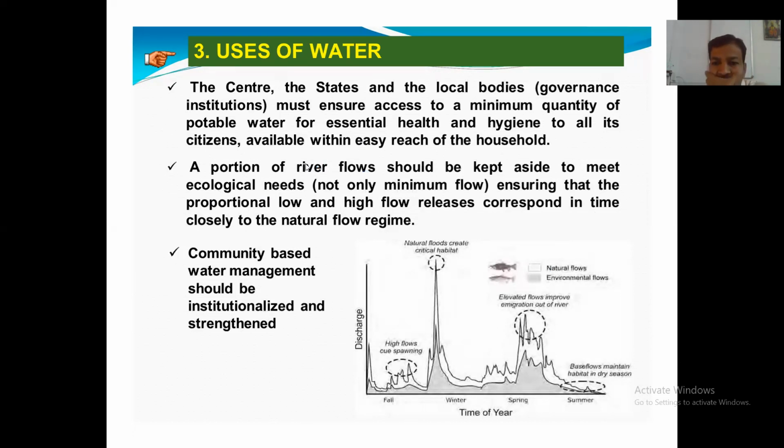So minimum quantity of potable water should be available to every person, every citizen in the country, in the state, in the cities, in the villages, local bodies. So there should be proper use of the water. It should reach every person at every location. It should be made available within easy reach. It should be accessible and made available to all the persons.